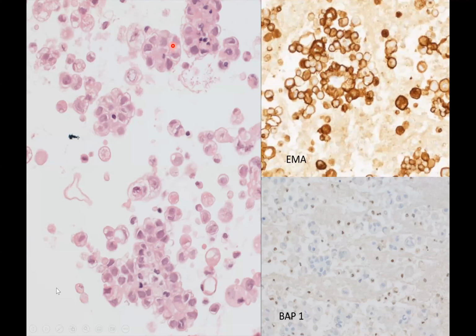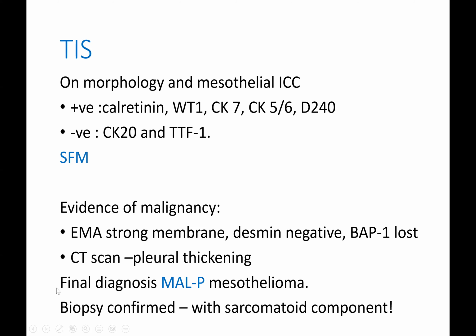The cell block preparation shows abnormal cell clusters, which on immunocytochemistry express very strong membrane and cytoplasmic staining with EMA and show loss of BAP1. We have morphology, which shows abnormal cells, which look mesothelial, confirmed by immunocytochemistry. And on this alone, I think we could be at least suspicious for malignancy.